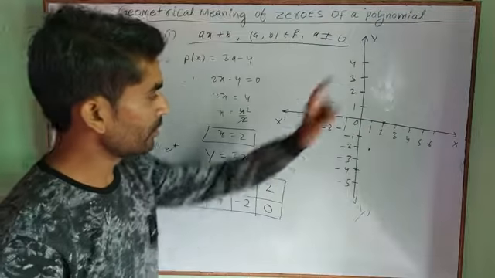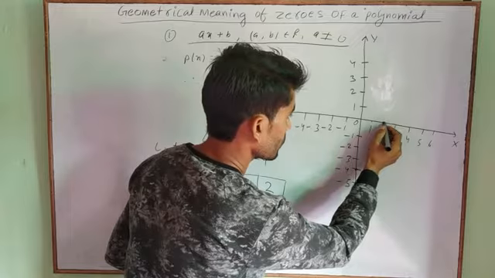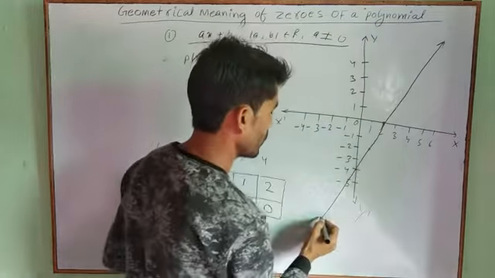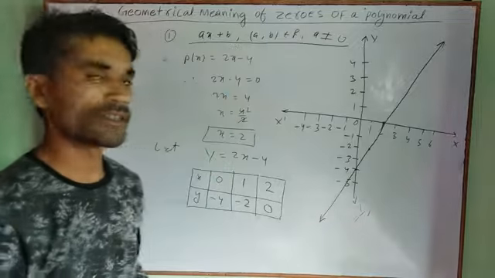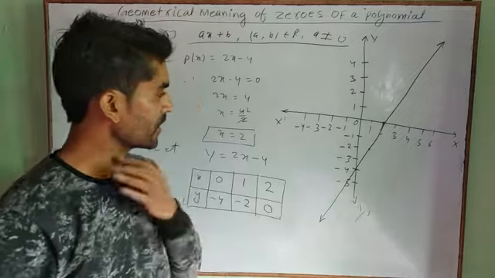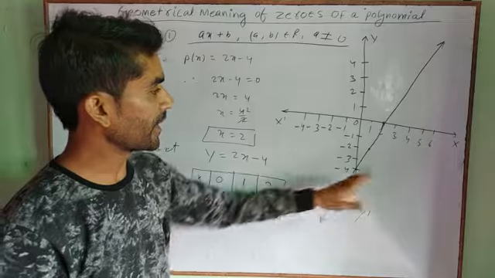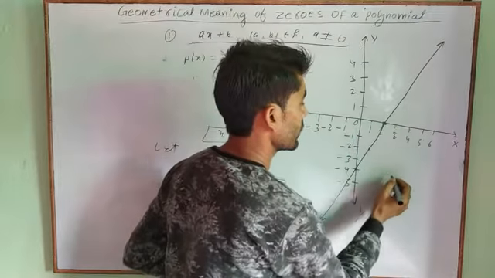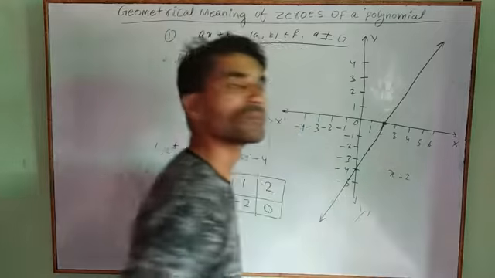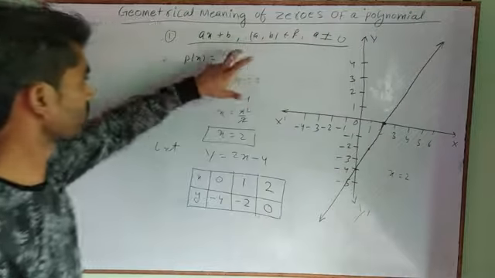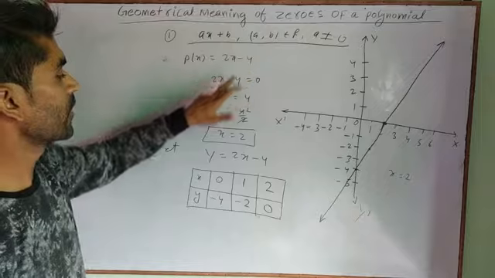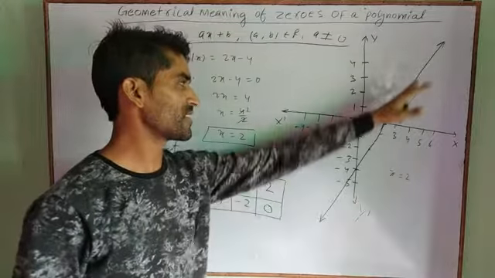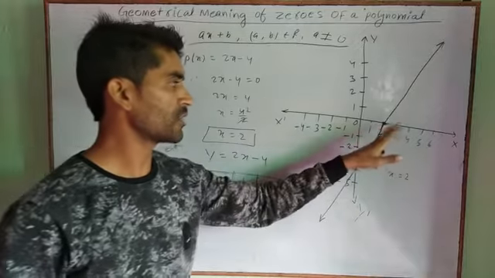Now what we'll do is, we'll join these 3 points. See, we are getting a straight line, right? We are getting a straight line which is intersecting the x-axis at 2 here. It's intersecting here. That is why the zero is equal to 2. So by solving this linear polynomial, we are getting zero as 2, and by graph also we are getting zero as 2, because this line is intersecting the x-axis at 2.